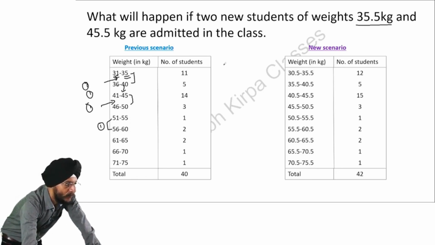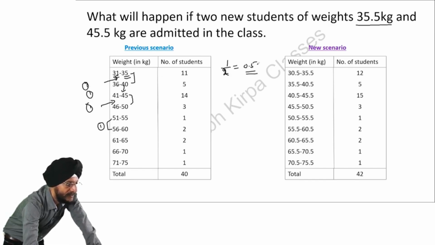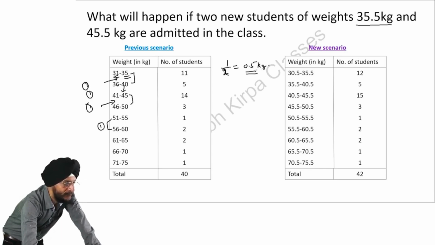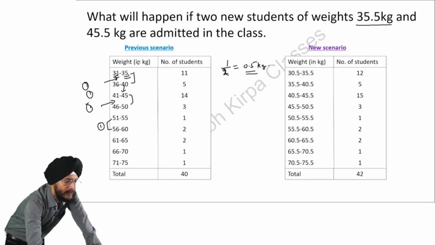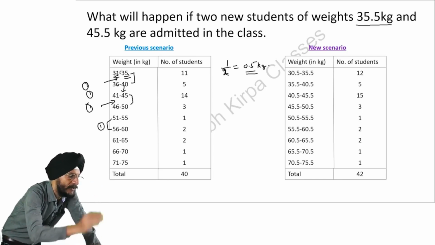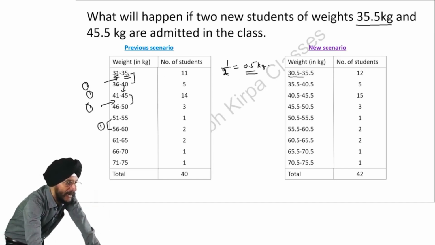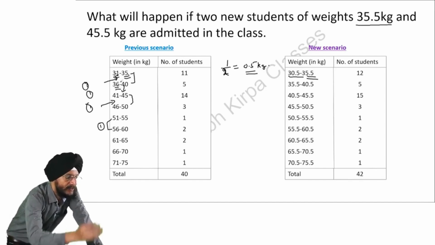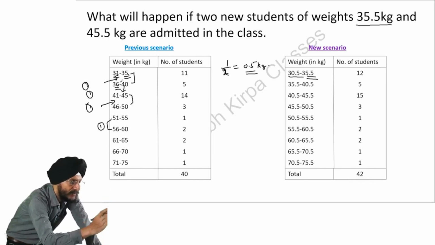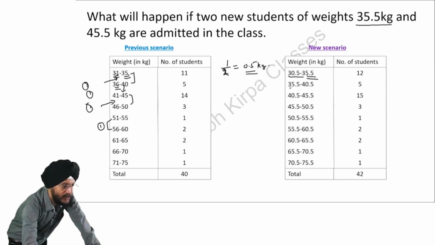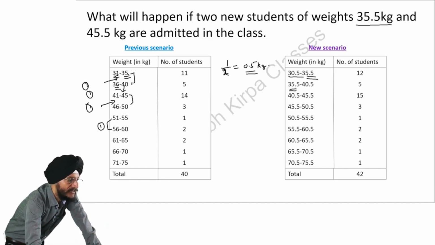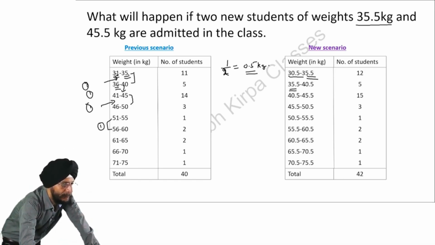So what we will do is we will divide the difference, which is 1, by 2, and it comes to 0.5 kg. We will add 0.5 kg to the upper class limit and subtract 0.5 kg from the lower class limit. We will do the same in each group. That is, in the case of 31, which is the lower class limit, we will reduce 0.5 and it will become 30.5, and we will add 0.5 to the upper class limit and it will become 35.5. In the case of 36, this is the lower class limit, we will subtract 0.5 and it will become 35.5, and we will add 0.5 to the upper class limit and it will become 40.5.